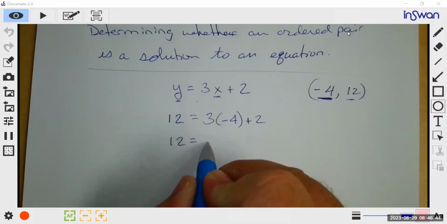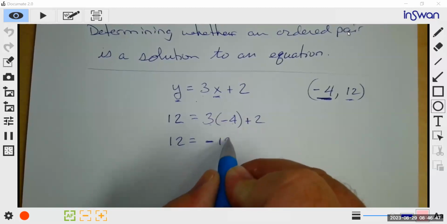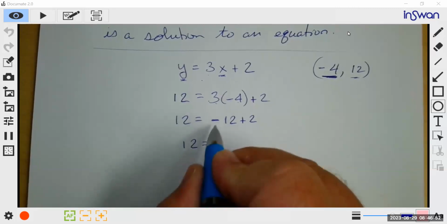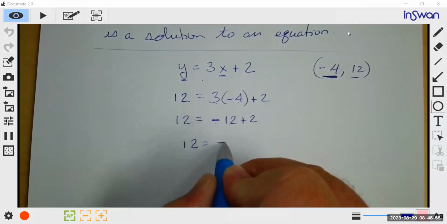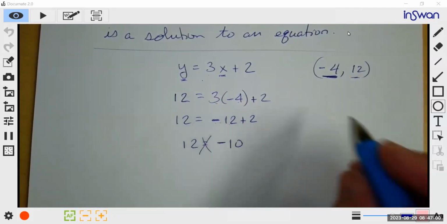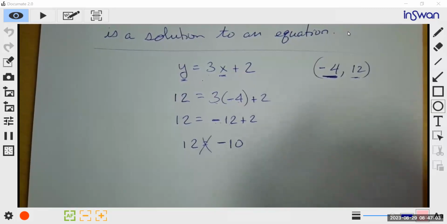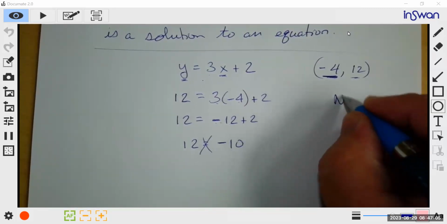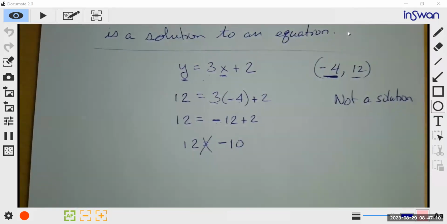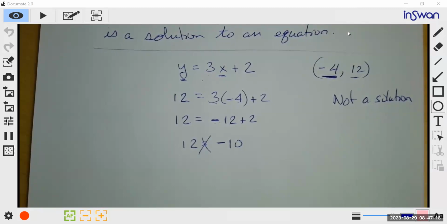So positive times negative is a negative. 3 times 4 is 12. Negative and positive, 12 is bigger, so the answer is negative. 12 minus 2. So it's not a solution. As I said last week, before you turn in any work or any test, you should know yourself whether it's right or wrong by doing the work, by checking your answers.